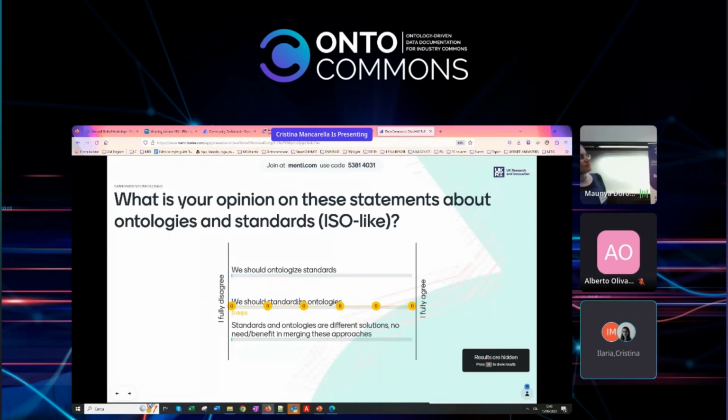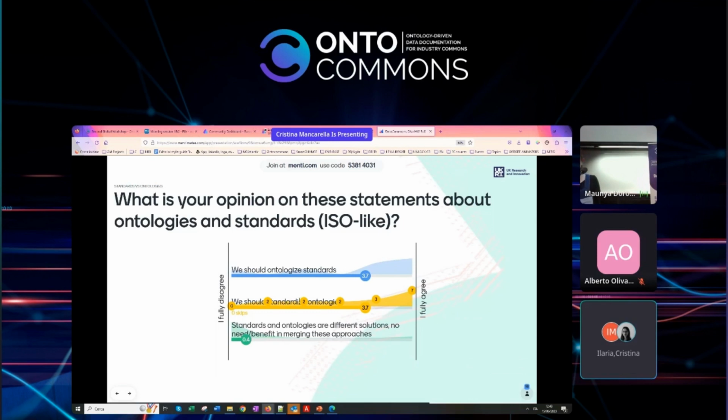I think the thing is that ontology and standards are two different communities, let's say. Do we need to really bring them together, or let them do their own thing? We do not need to merge them. Standards in the sense of ISO, because we heard different opinions, right? Some people said no, it's not good. We should or we shouldn't. So let's see.